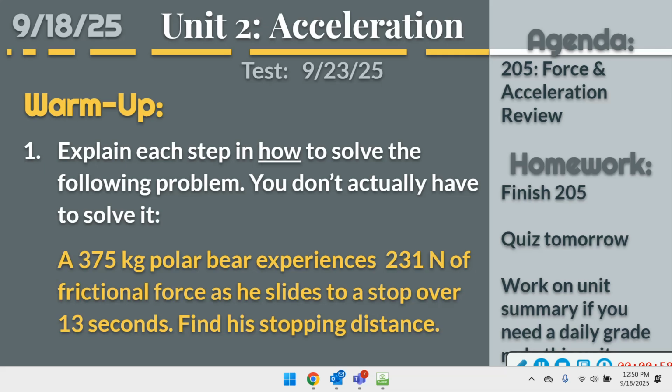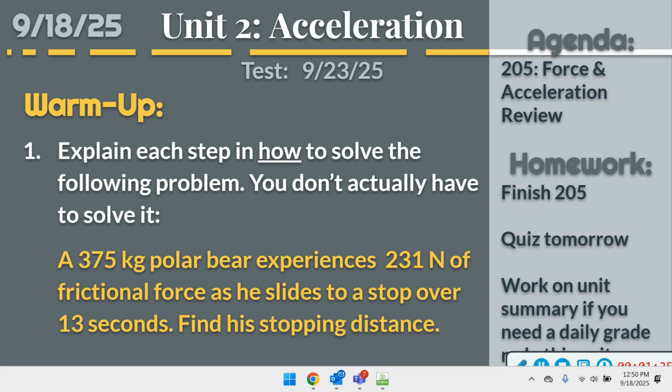We know a mass, 375 kilograms, and we know a force. Before I read any further, if I see a mass and a force, I already know that I can solve for acceleration, because I know I have F equals ma, so I've already, right off the bat, determined I can find a. If we keep reading, it says he slides to a stop. That's a final velocity of 0, and it gives us a time, and it wants us to find stopping distance.